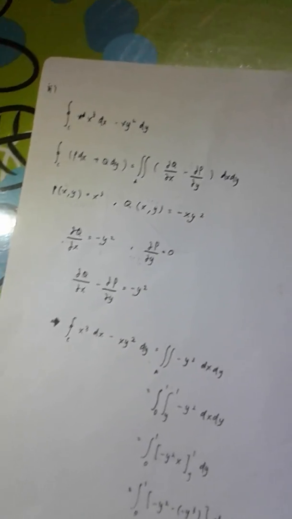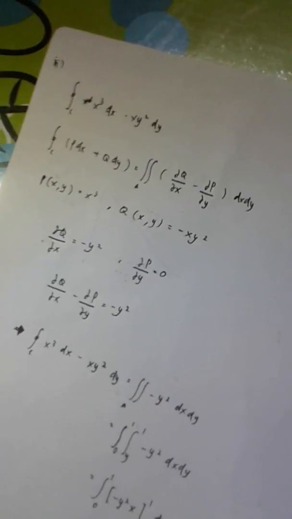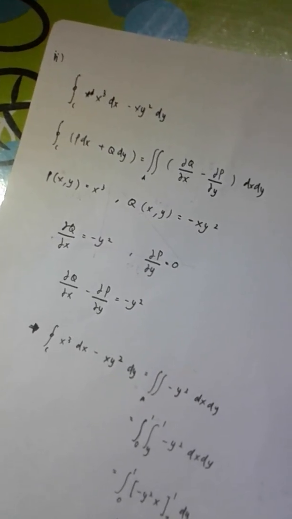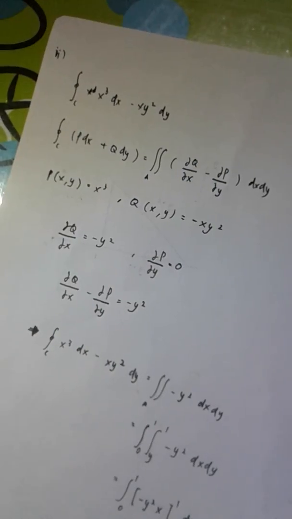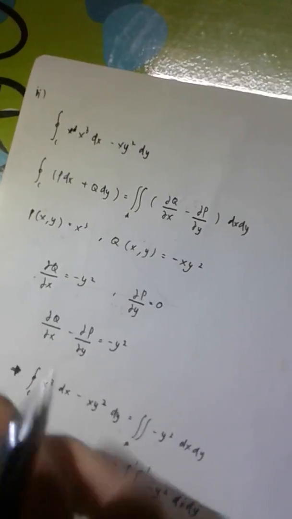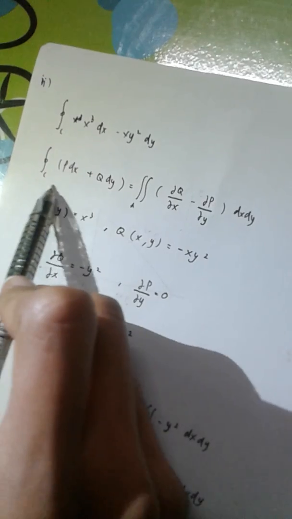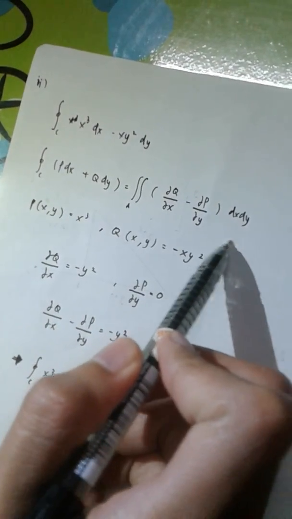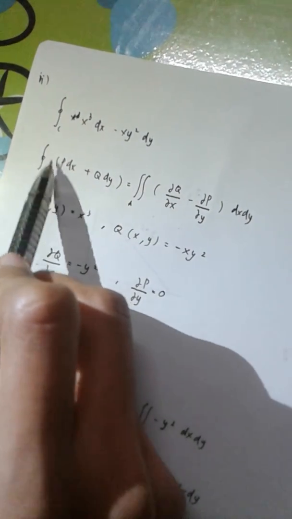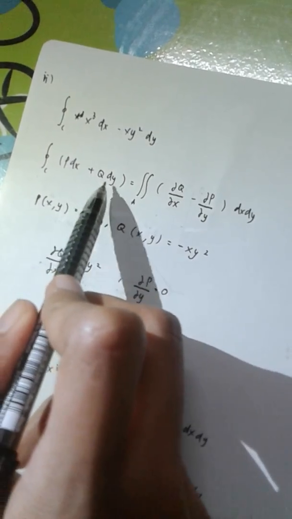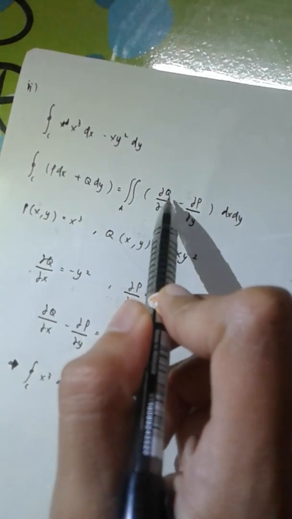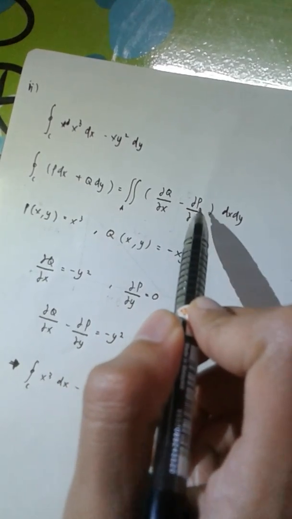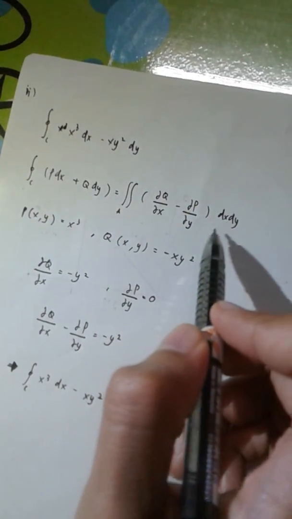Okay, so for question 1 Roman ii, the question asks to solve the same equation by using Green's formula. So here is Green's theorem. The integral of P dx plus Q dy is equal to the double integral of delta Q over delta x minus delta P over delta y dx dy.